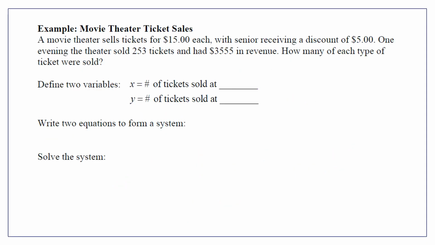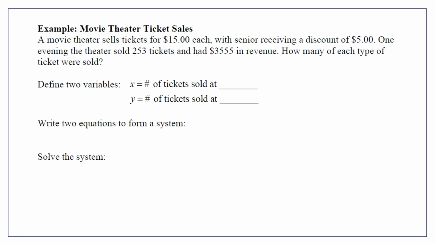All right. Back to our example for movie tickets. A movie theater sells tickets for $15 each, with seniors receiving a discount of $5. One evening, the theater sold 253 tickets and had $3,555 in revenue. How many of each type of ticket were sold?